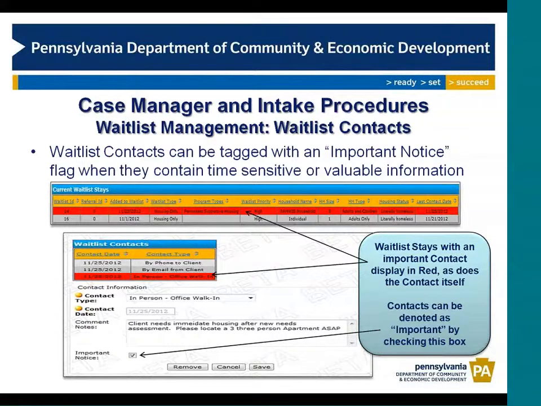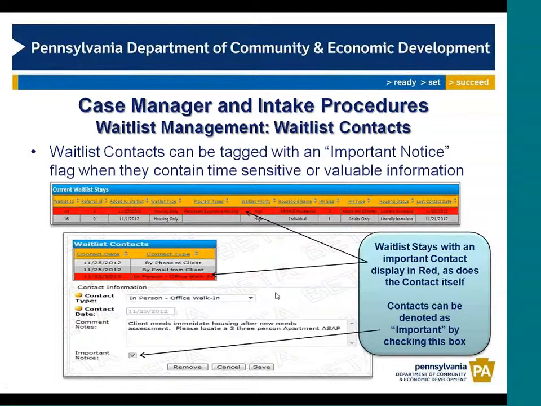Say you have contact with a client on the waitlist and information has changed, or new needs arise. When you create the contact, there's a checklist, and that little checkbox here is called important notice. If you check this box, when you hit save, it'll turn on an alert, and both the contact note as well as the entire record will be flagged as what we call important.